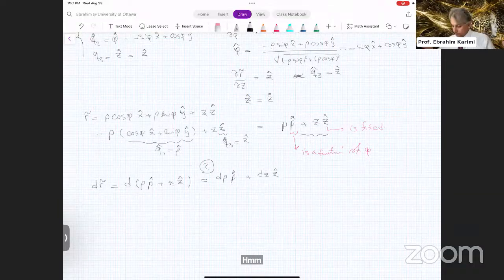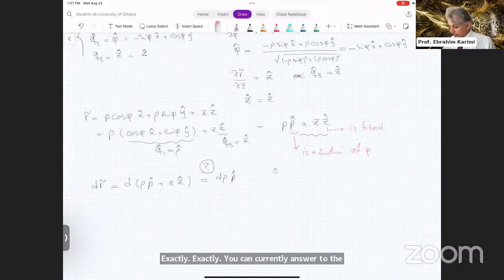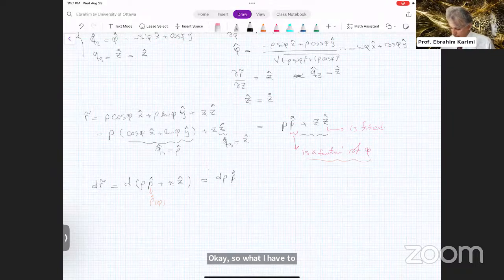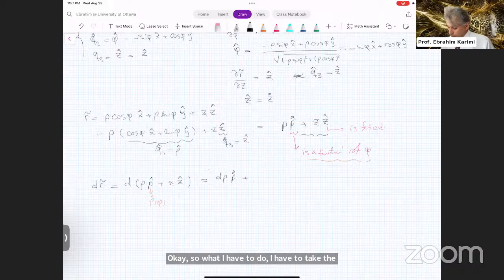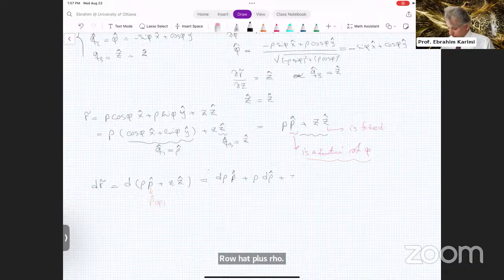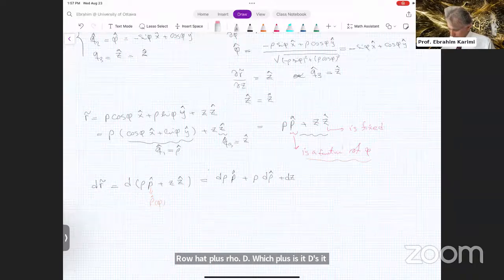Exactly. You correctly answered the question. There is a missing term here, which comes from the fact that this rho is also a function of phi. So I have to take the derivative of two functions: d rho, rho hat, plus rho d rho hat, plus dz z hat.